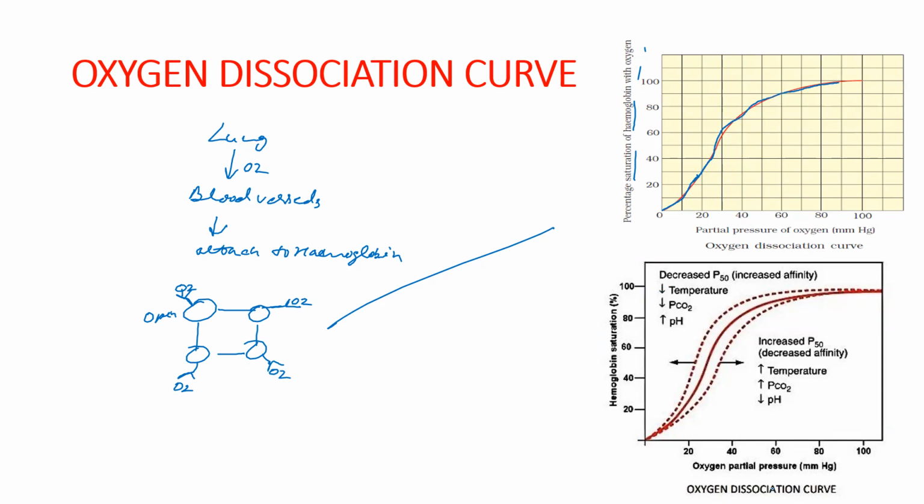When this oxygen reaches the tissue, because the temperature is high, CO2 concentration is increased and pH is decreased, the hemoglobin loses affinity to the oxygen. So this curve shifts to the right. And in lungs, temperature is low, CO2 is decreased and pH is increased. Hemoglobin affinity to oxygen is increased. That's why this curve shifts to the left. So the topic is done.